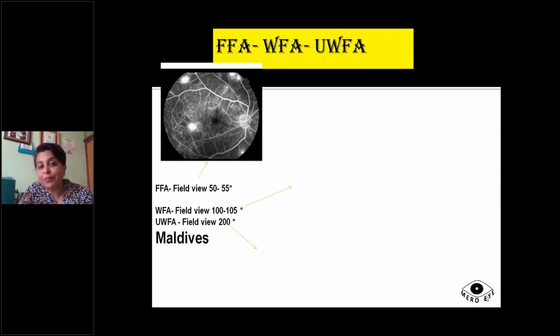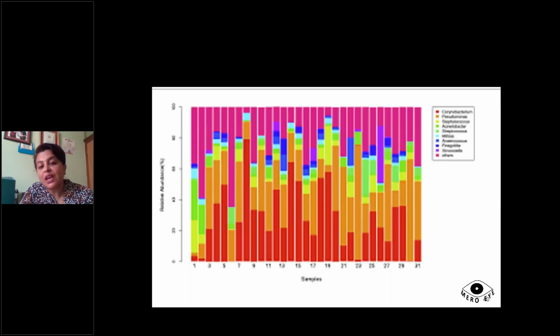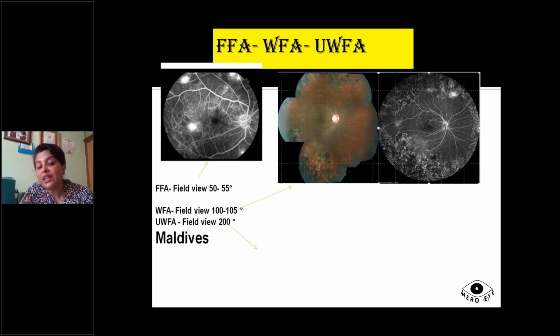Next is what we have been practicing, the FFA, or fundus fluorescein angiogram. The traditional FFA that we are using gives a view of 50 to 55 degrees, but now we are blessed with the wide field angiogram, which gives a wider view of 100 to 105 degrees. So you can see that this is the area of activity that could have been missed with the normal FFA. But with the help of wide field angiogram, this area could be captured.